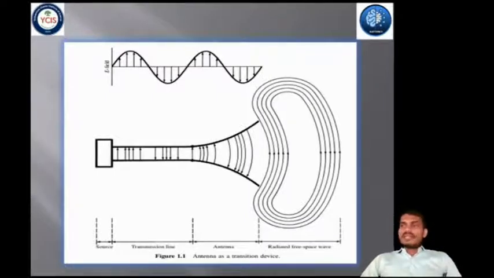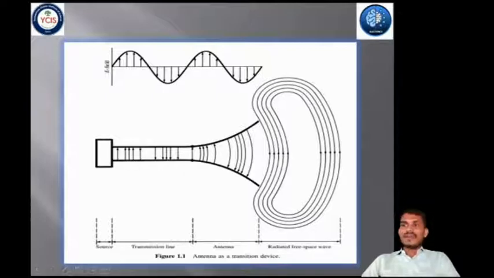Now, a transmission line is used to interconnect the source and the antenna, and a source is used to provide input to the transmission line, and these three devices give output as a radiated free space wave. So, the guiding device, this is the transmission line or guiding device.